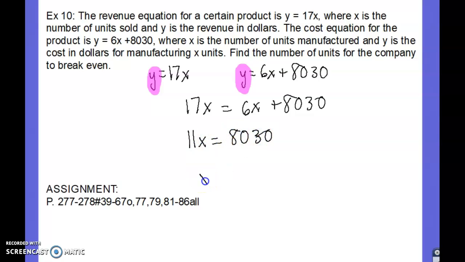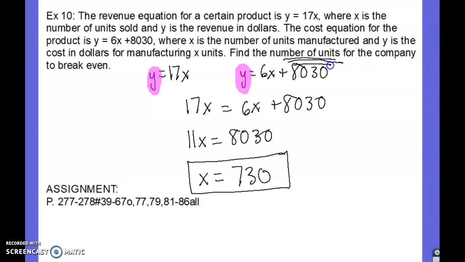Subtract 6x over, you're at 11x equals 80/30. When you divide by 80/30, use a calculator. I think I said that wrong. 80/30 divided by 11 is 730. All right, now just keep in mind that this is answering the question because x represents the number of units.